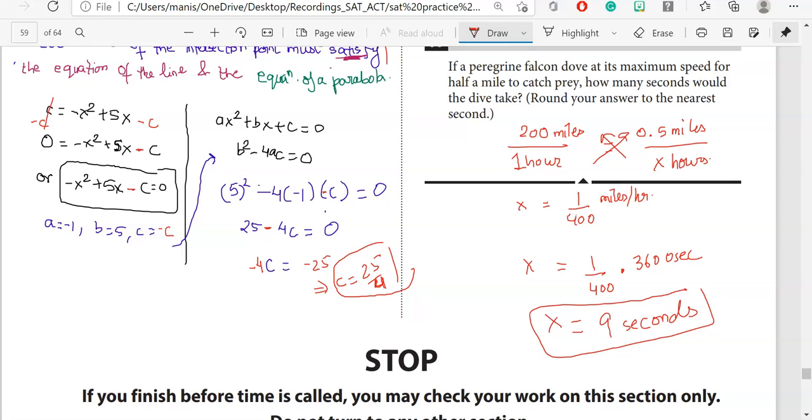Okay, so this was x hours. Here you go, this is my x over here. So it gave me the value, and I can multiply this to change it to seconds. That's my answer.